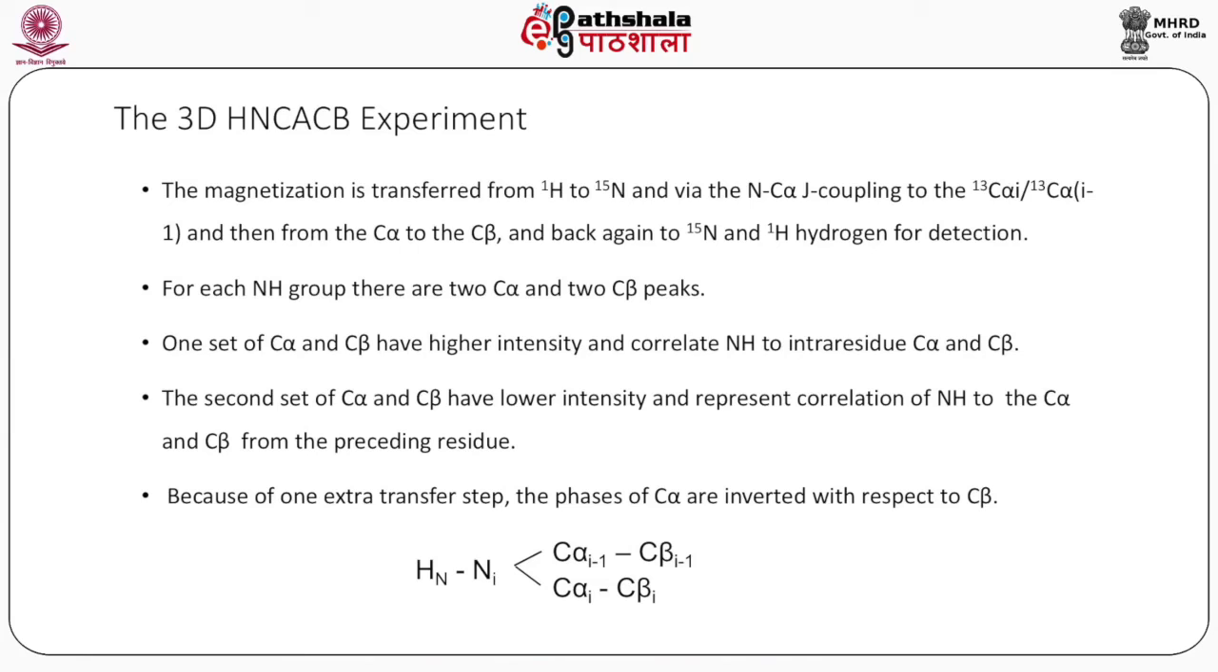The magnetization transfer is shown schematically as HN to N i, and from N i to C alpha i, and from C alpha i to C beta i, also from N i to C alpha i minus 1, and from there to C beta i minus 1 and back.